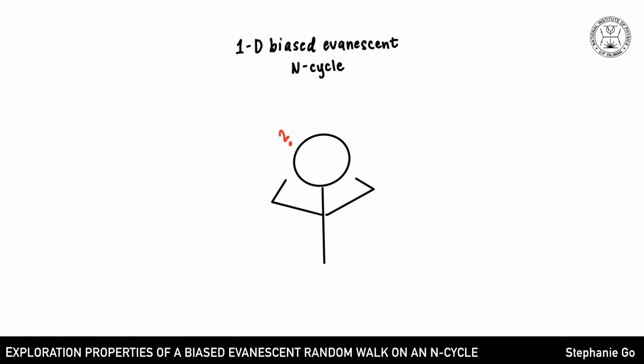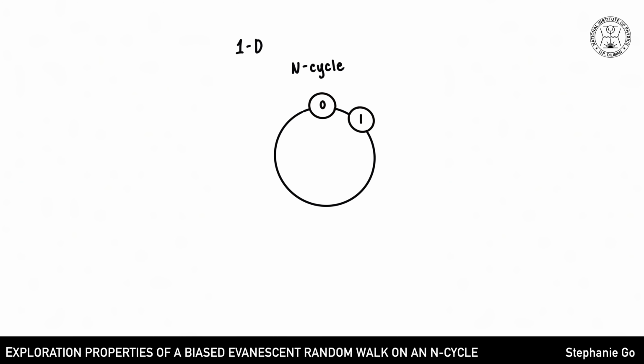So sounds complicated, doesn't it? So let's break it down bit by bit. First, let's start with a one-dimensional N cycle. In a 1D N cycle, we have N nodes connected to each other on a circle. These nodes are denoted by numbers from 0, 1, 2, all the way to n-1.